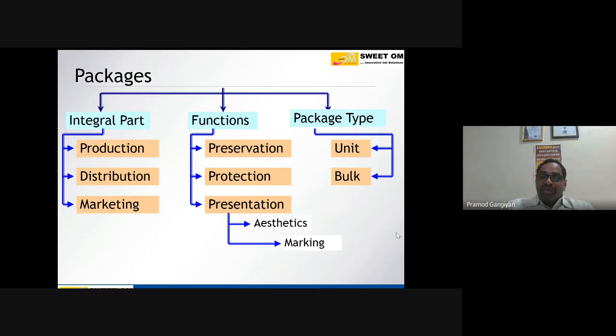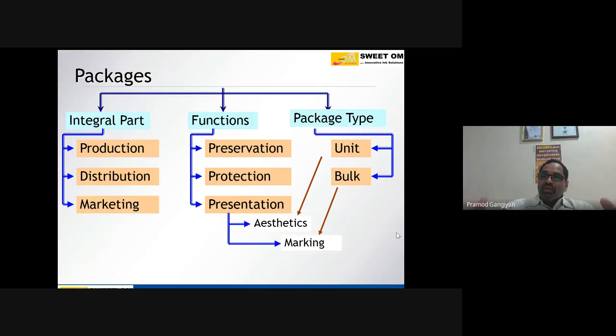And now another part is aesthetics. So tell me, when we are going to select a car, we always see the aesthetics, which is looking better, which design is better or color is better. So that is basically a part of coatings. So aesthetics are more important for unit packing, and marking is more important for bulk packing. Like, have you seen any designing or graphics on a corrugated box? No, we have not seen.